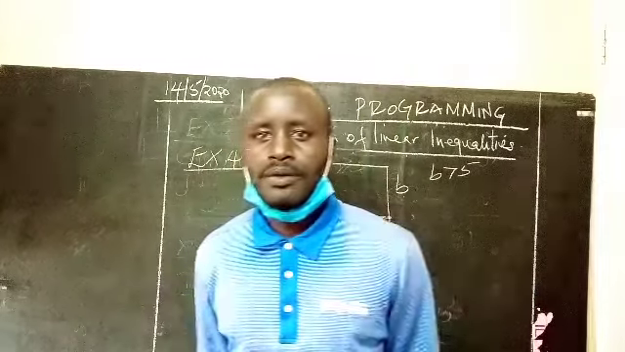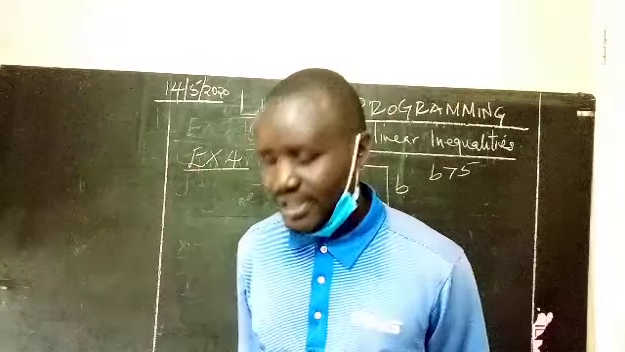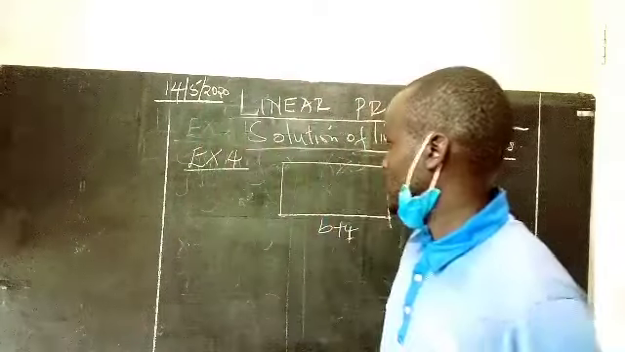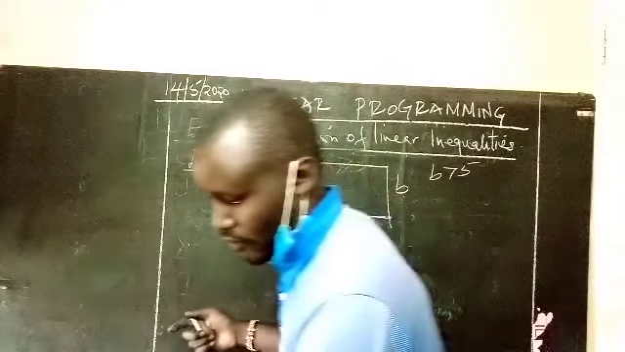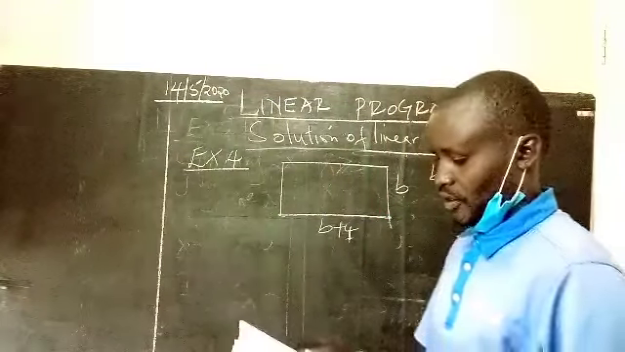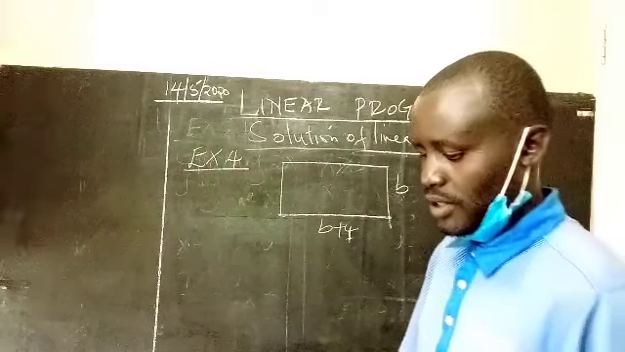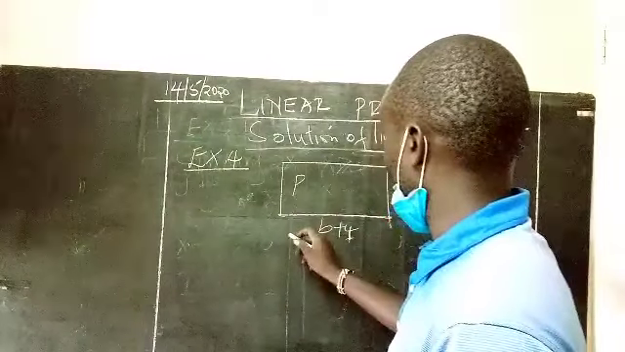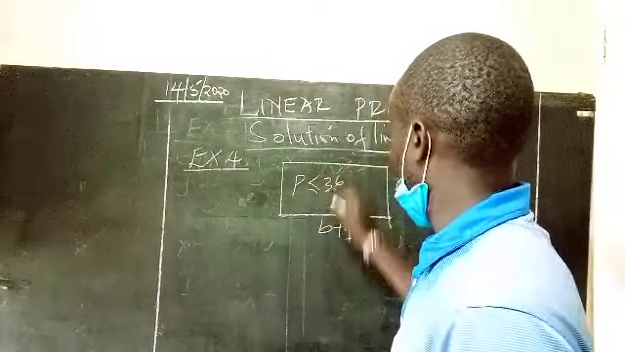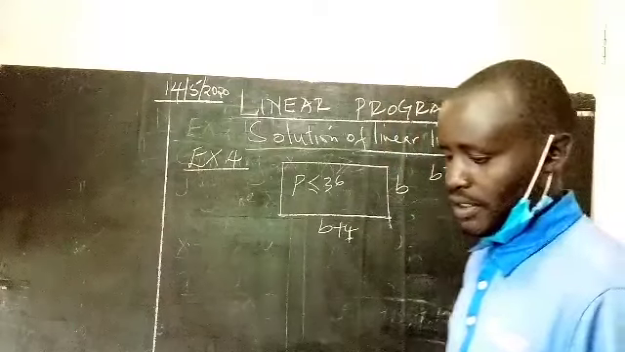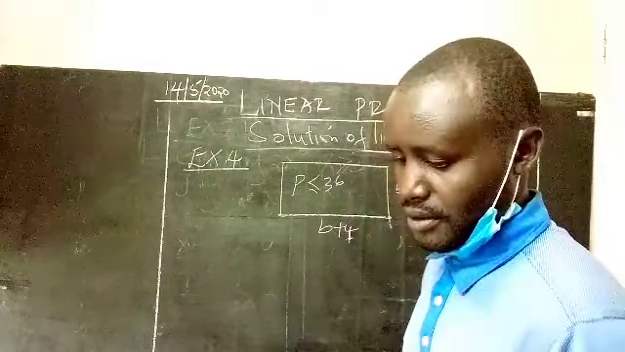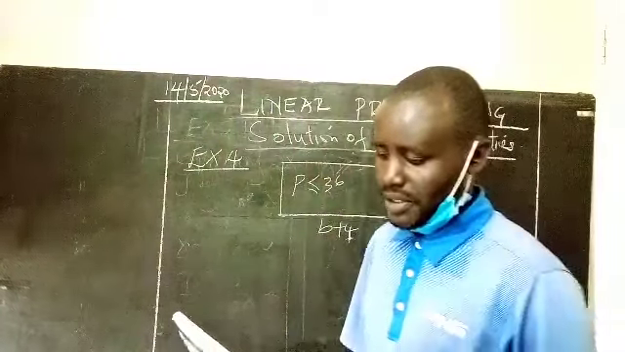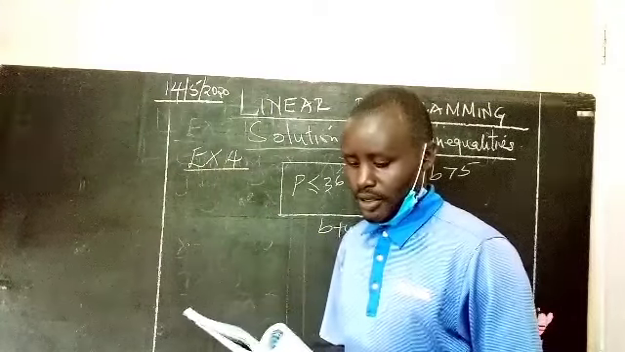So I know by now you all have the answers, and we are going to try it here. We are told that the length of a room is 4 meters more than its width. The width is greater than 5 meters, while the perimeter of the room is not more than 36 meters. Given that the width of the room is b meters, find the range of values of b satisfying all the inequalities representing the given situation.